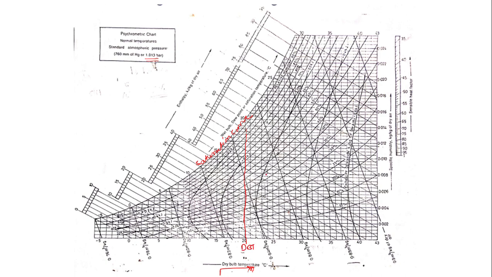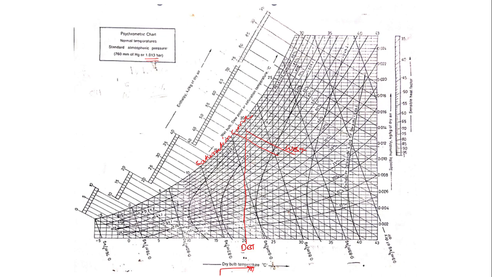Then the lines which you see over here, the slant ones, these are nothing but the wet bulb temperature lines. And that wet bulb temperature you can see over here, 5 degree, then 10 degree, 15, likewise. Okay, these are nothing but the wet bulb temperature lines.